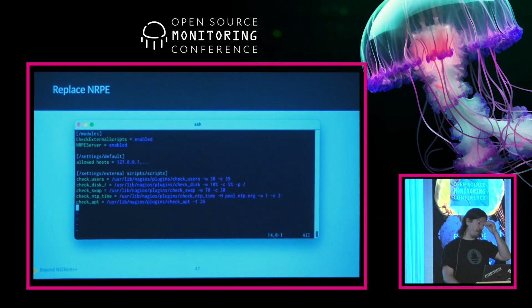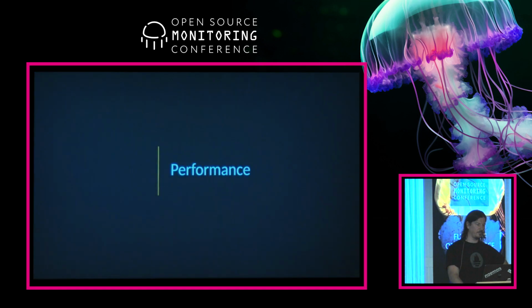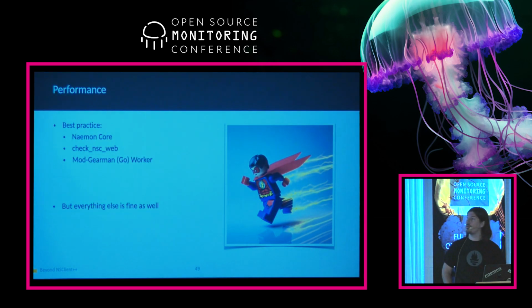I brought one example with me. If you want to replace NRPE for Linux, it's easily doable with SNClient: you just enable those external scripts. You can use the NRPE server, but you can also use check_nsc_web, of course, and use the REST API. You set the allowed hosts, and then, just like with NRPE, put in your scripts there, and I guess you just have to move the brackets, and then it looks like NRPE, except it's probably a little bit faster. Yeah, talking about performance, this was one of the first questions.